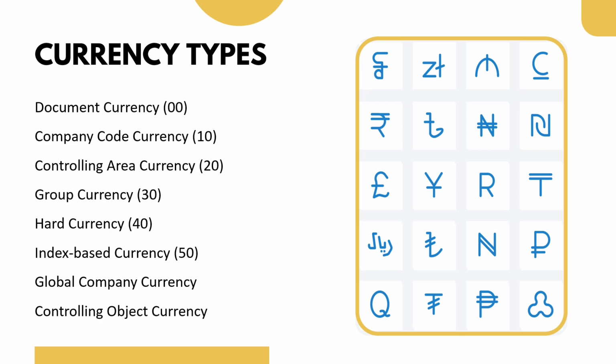So company codes can have INR, US dollar, euro, etc. But the controlling area currency can be anything. It can be maybe a Swiss franc, or it can be a Japanese yen, or it can be anything. So the controlling area currency need not be the same as the company code currency.